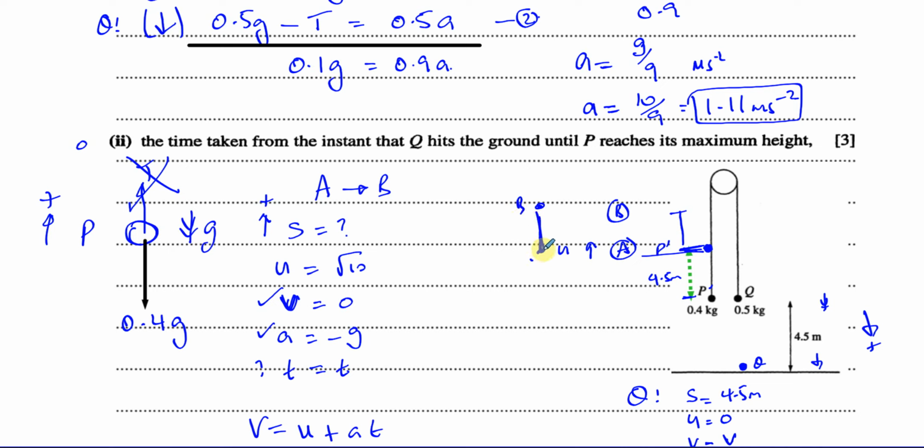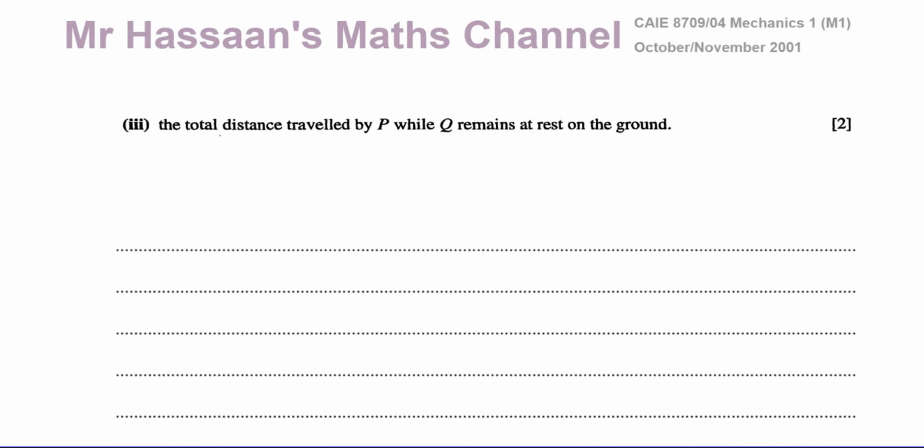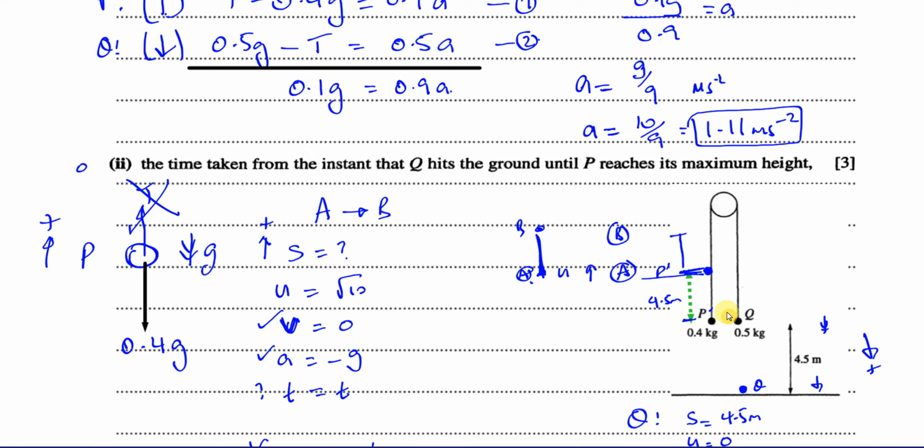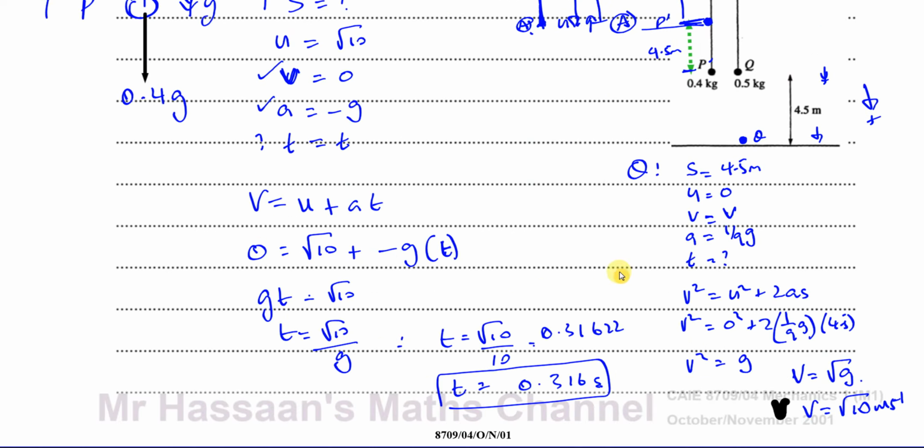Now when it goes back to A, that's when the string is going to become tight again, and then there will be tension in the string, and then Q might start to move. Right? So we want to find the total distance it's moved. It says the total distance traveled by P while Q remains at rest. So you've got to find the total distance between A and B, and then back from B to A. And this is where people make mistakes. They just found the distance from A to B, the distance to the highest point. They didn't double it. What we've got to do is double that, right?